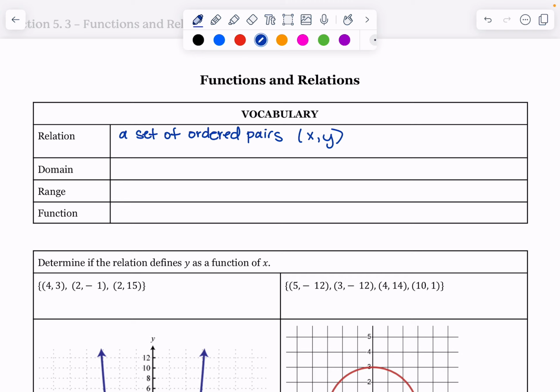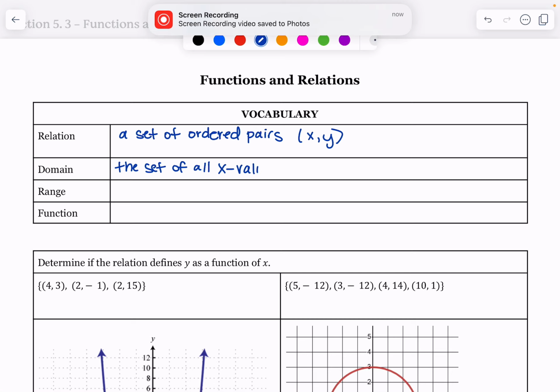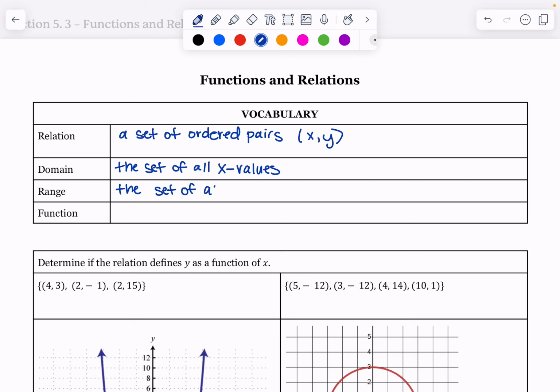The domain is the set of all X values. The range is the set of all Y values. And some synonyms or other words you'll see: domain is like input, so range would be output. Domain X, range Y, input, output. You'll see those interchangeably.